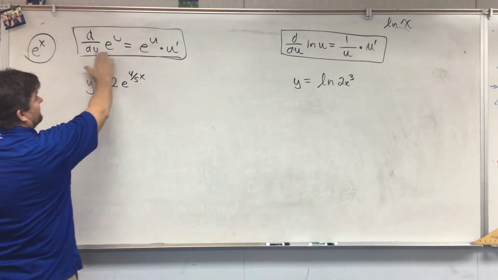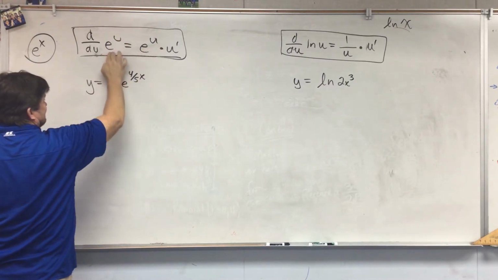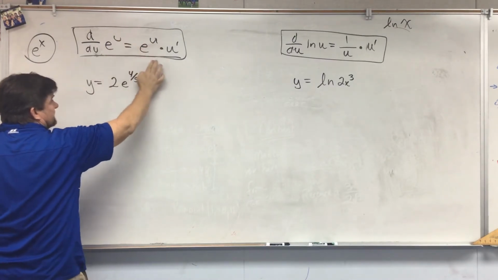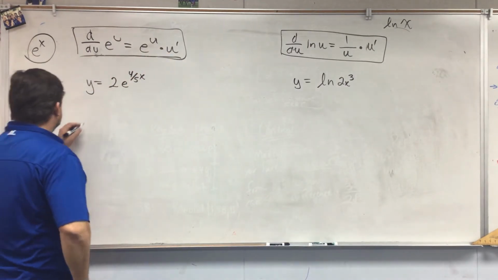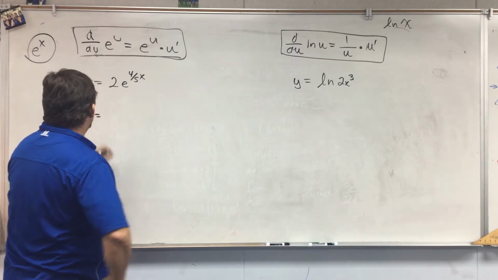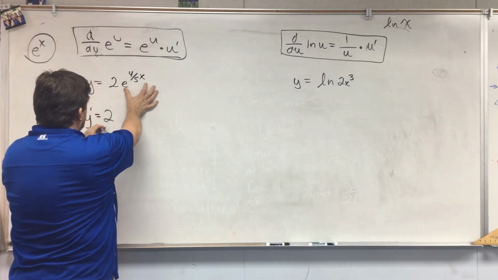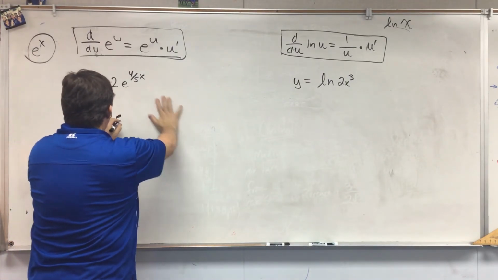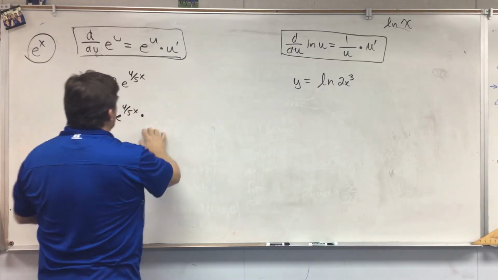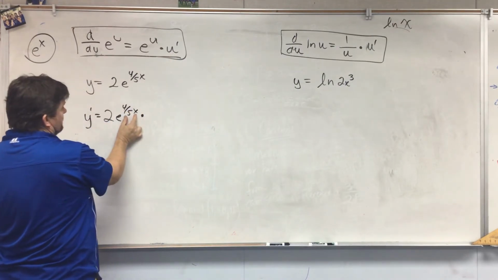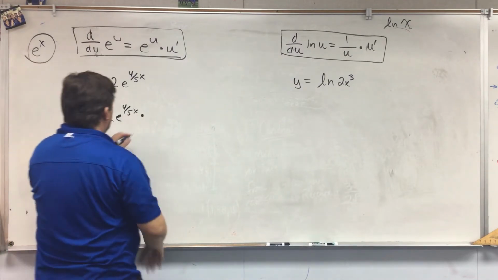So when we take the derivative of e to the u, it's basically itself times the derivative of u, u prime. So whatever is up here. If we're looking at this, the 2 just stays out front. We take e to the u, which is itself, so that doesn't change, and we multiply it by u prime. This is u, so u prime is going to be 4/5.